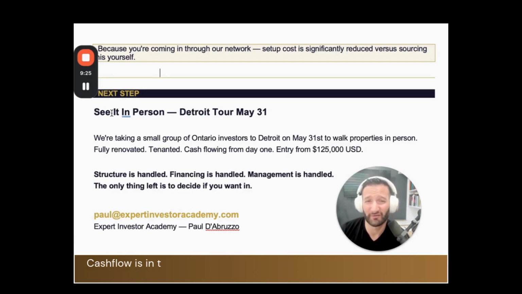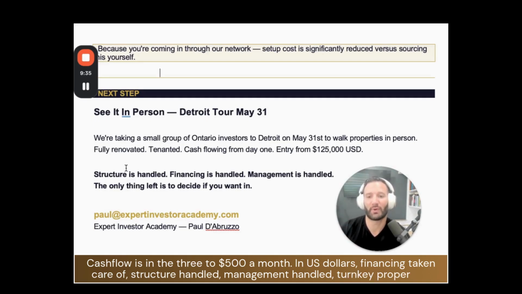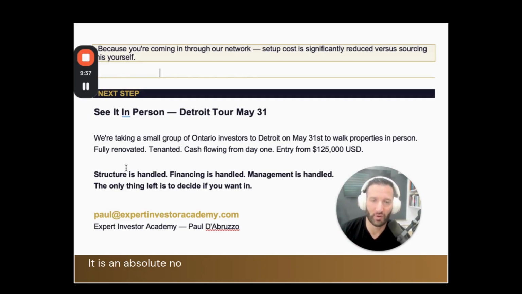Cash flows of $300 to $500 a month in US dollars. Financing taken care of, structure handled, management handled, turnkey properties. It is an absolute no-brainer.